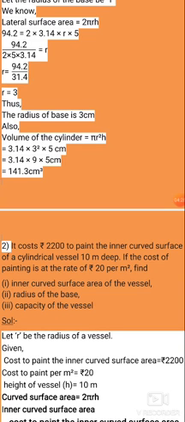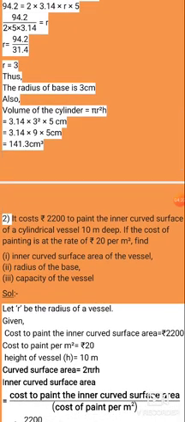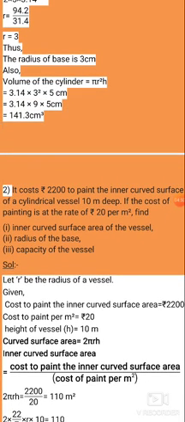Now the equation of curved surface area is 2 pi rh. So 2 pi rh is the curved surface area into per meter square, rupees 20, is equal to the total cost. Now the inner curved surface area is equal to the cost to paint the inner curved surface divided by the cost of the paint per meter square. So total cost 2,200 divided by rupees 20 per meter square. Then what we get? At last, 110 meters square.